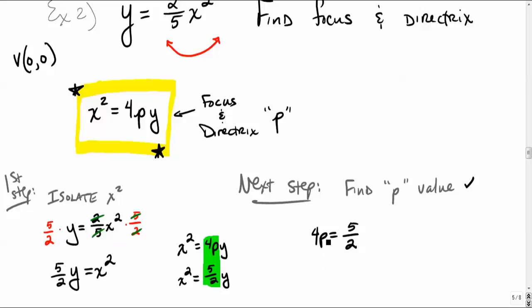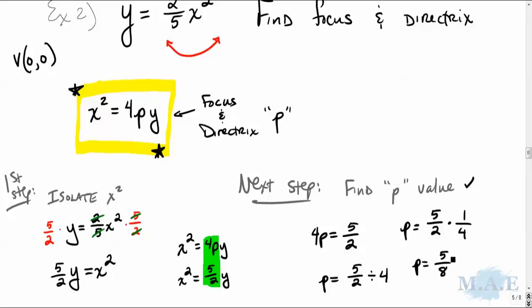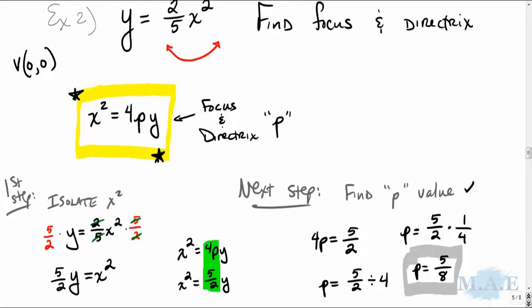So 4p, 4 times some number p, is equal to 5 over 2. Well, divide both sides by 4. So 5 over 2 divided by 4. So I'm going to do that and change the division to multiplication by 1/4. So the p-value is equal to 5/8. And that's really important. That is our p-value, and that's going to help us find the focus and the directrix.